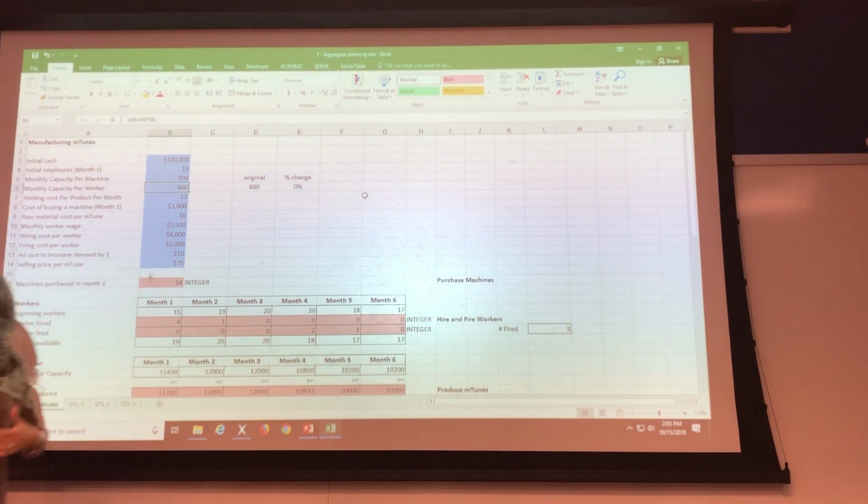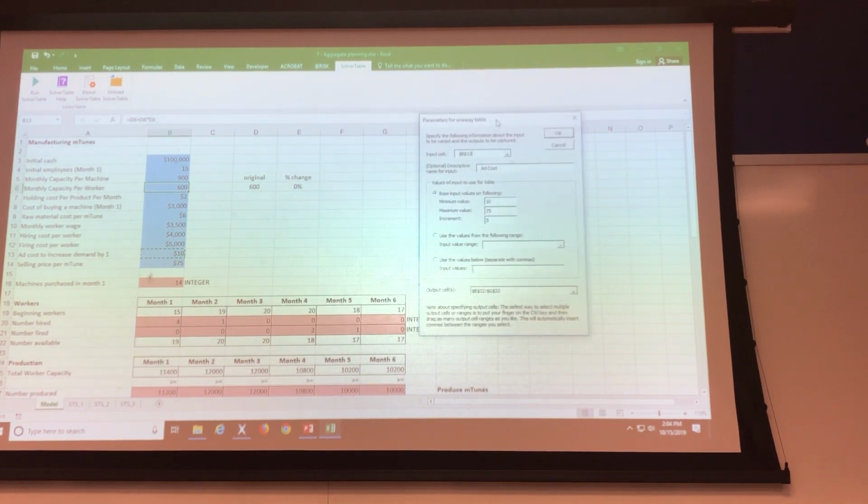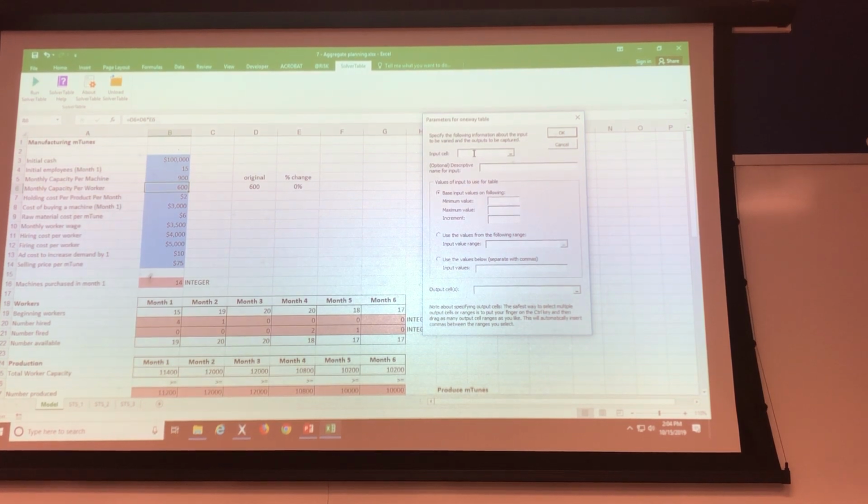That's how solver table is going to work for me now with this modified model. I've never done that before, but I've modified this original model. So let's go into solver table. That percent change right there is going to be the only cell I change. This is going to be a one-way table. I will clear all this stuff out. Clear your thing.